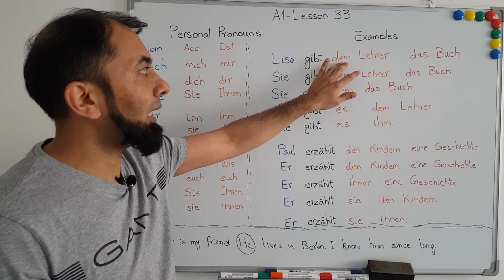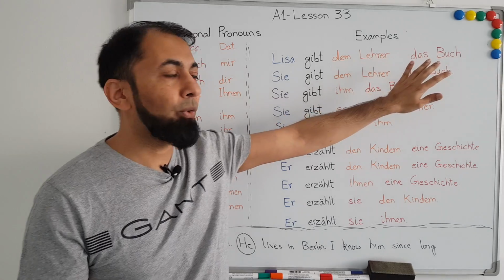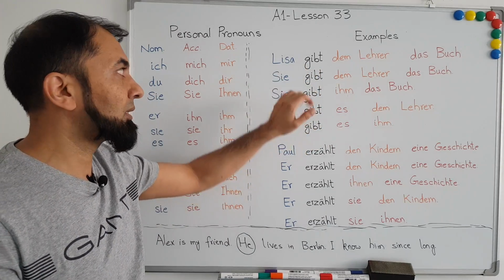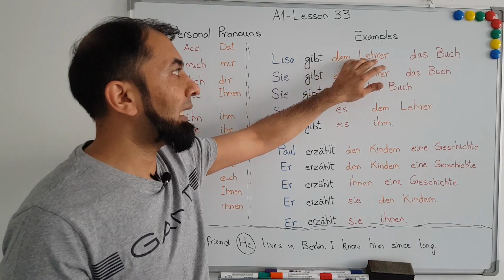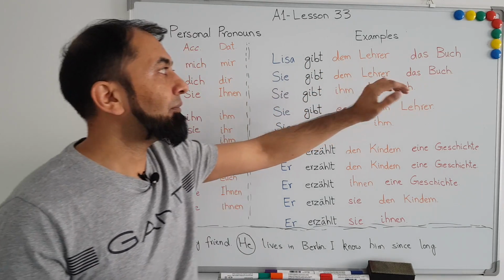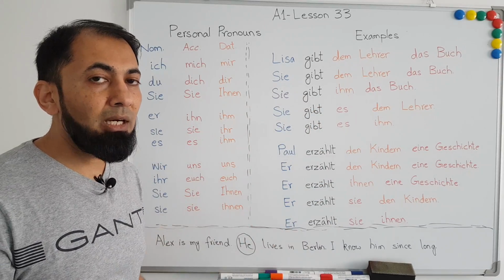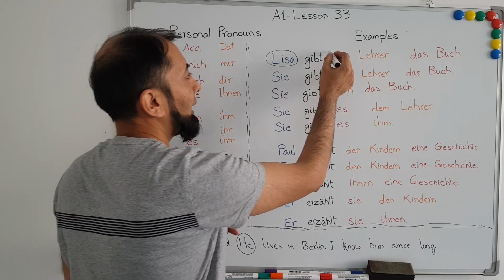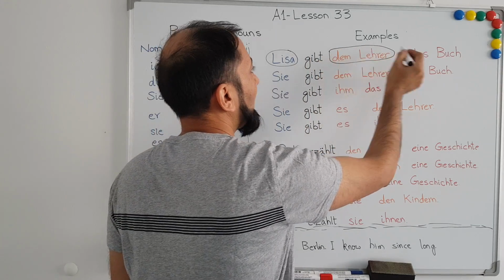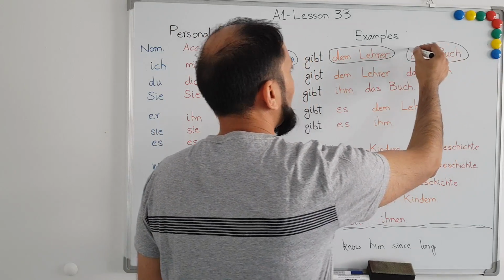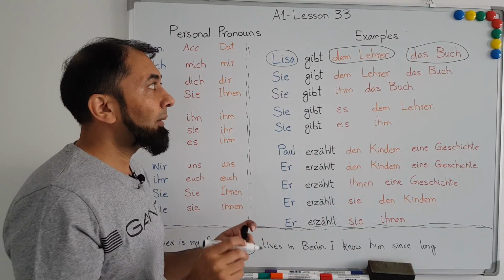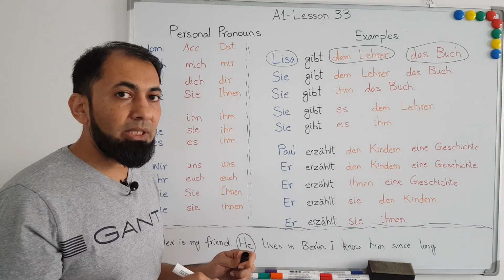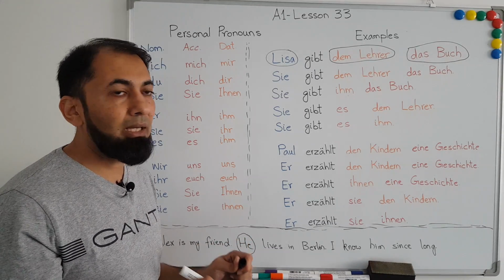Lisa gibt dem Lehrer das Buch. Now in this sentence you see that you have three different nouns: Lisa, dem Lehrer, das Buch. And we know that all German nouns start with a capital letter, so it shouldn't be difficult for you to identify how many nouns are available and which are the nouns. So in this sentence we have three nouns. Now we have to identify which noun is in the nominative case, which noun is in the accusative case, and which noun is in the dative case.